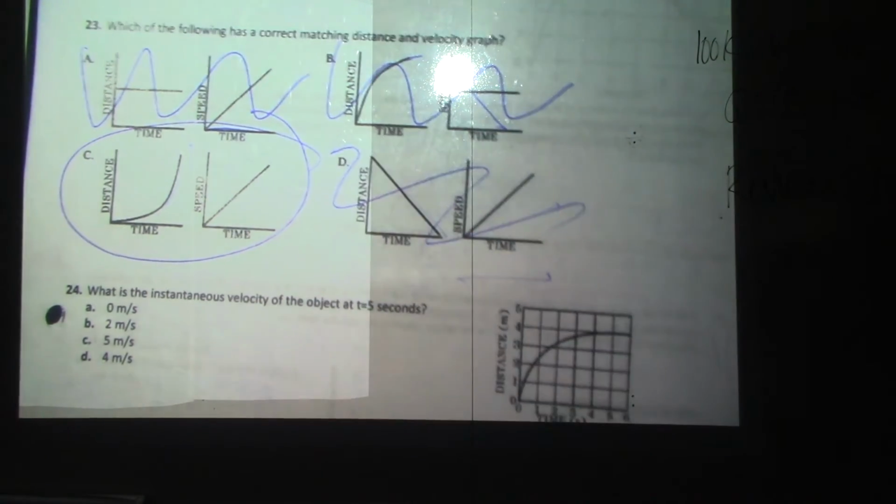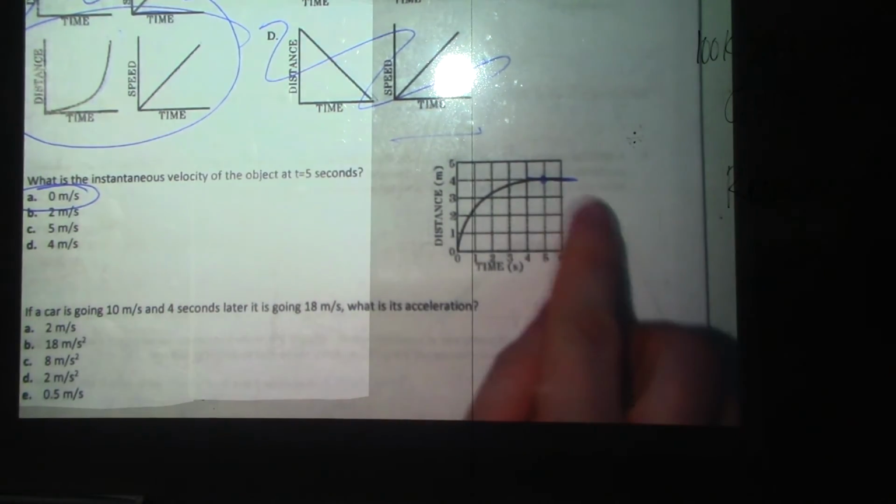Instantaneous velocity at 5 seconds. At 5 seconds, this is flat. It is now at rest, so your instantaneous velocity in that little section right there would be 0.